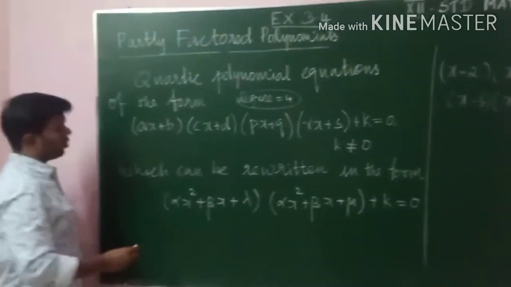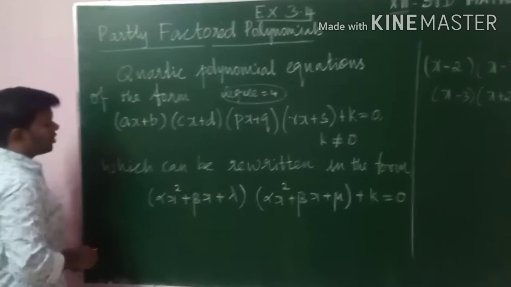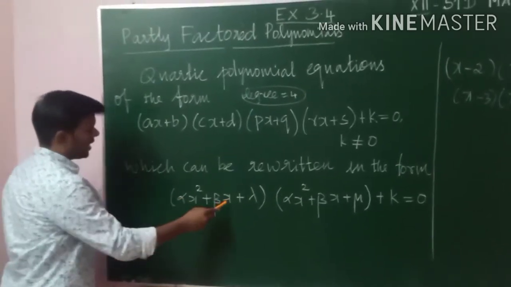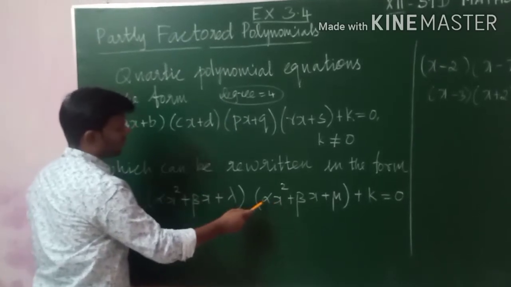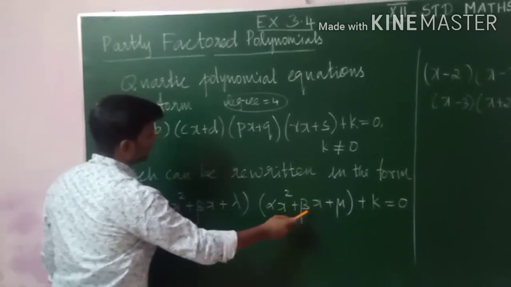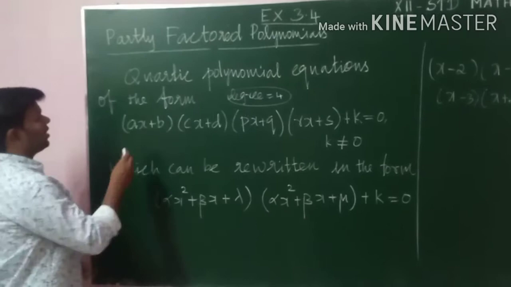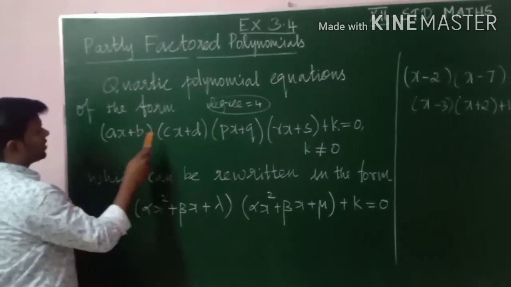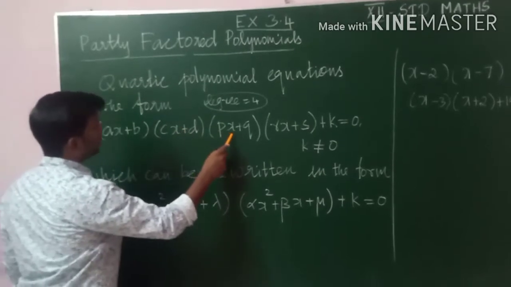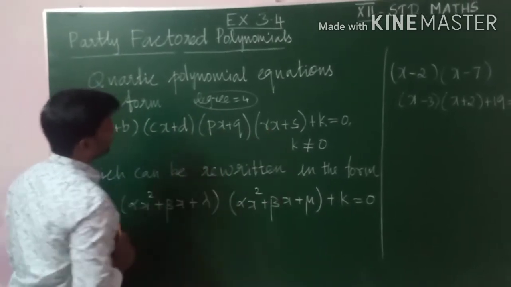So here we have to note this. You see that the coefficient of x² is α and the coefficient of x is β. Here also the coefficient of x² is α and the coefficient of x is β. So here we have four linear polynomials. What are they? ax + b, cx + d, px + q and rx + s.